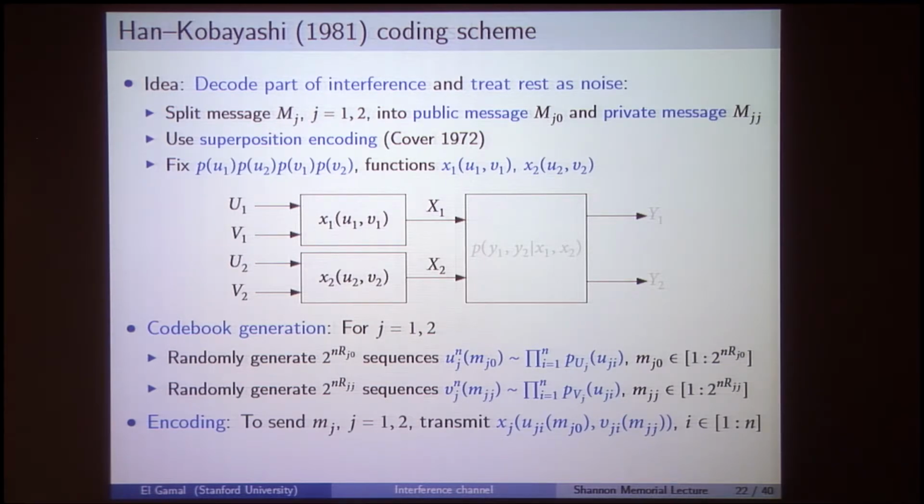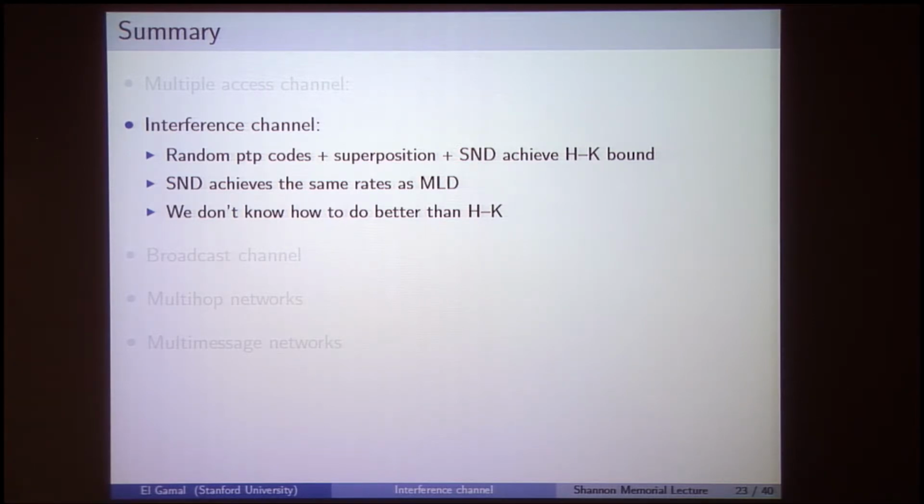Okay, so now what about decoding? Well, it turned out that, in the same paper that I mentioned before, we showed that simultaneous non-unique decoding is actually rate optimal for this case. So to summarize, for the interference channel, random point-to-point codes plus superposition plus simultaneous non-unique decoding achieve the Han-Kobayashi bound. And simultaneous non-unique decoding achieves the same rate as maximum likelihood. And we don't know how to do better than Han-Kobayashi, which means we don't know how to do better than using point-to-point codes. So that's very, very interesting. For the MAC, point-to-point codes do everything. For interference, point-to-point codes do all we know. We don't know how to do better.